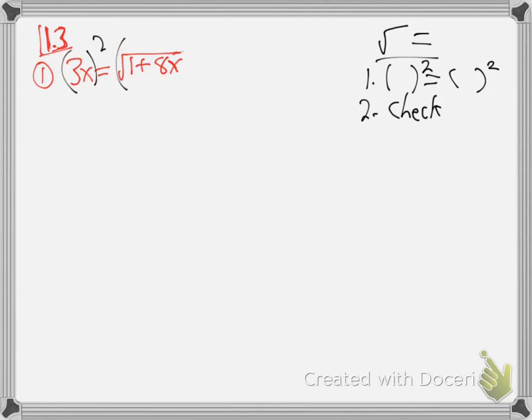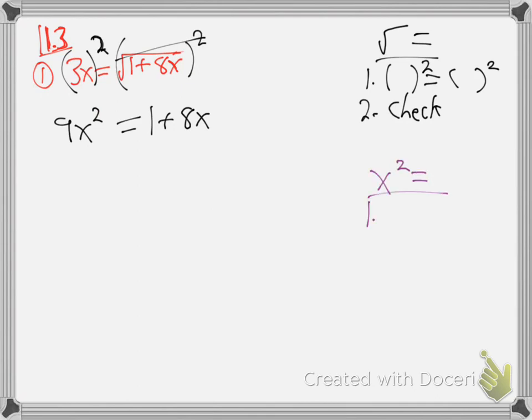So I'm going to 2 power both sides. Over here, the rooting and the 2 power are opposites. They cancel. Over here, this is going to be 9x squared because you square the 3, square the x. Okay. Now, we're in a whole new mode. Now we have an x squared equation.